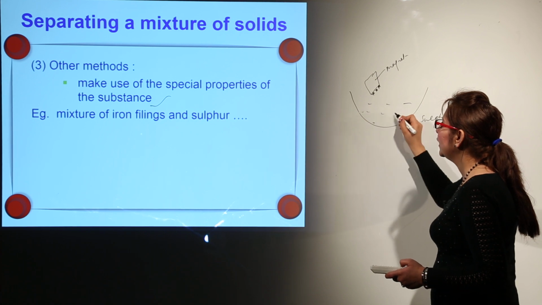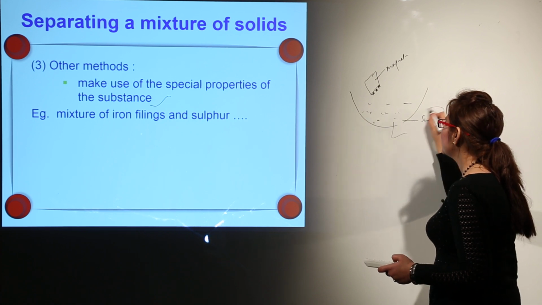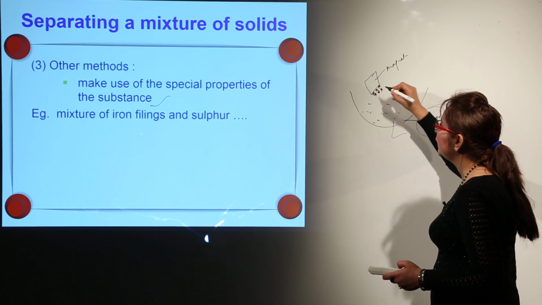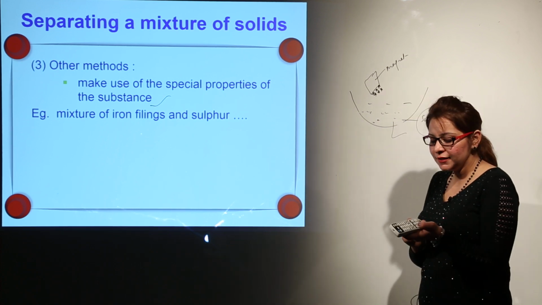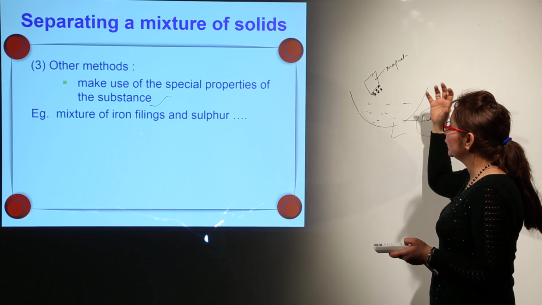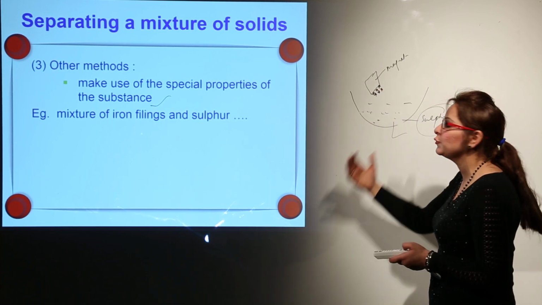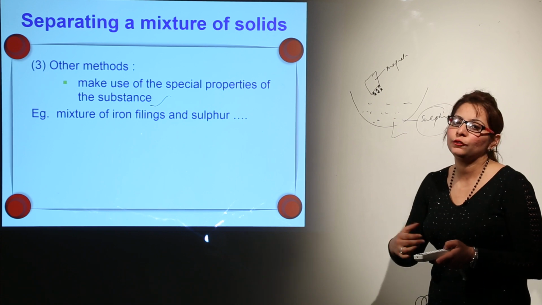So this is how, here in the dish we will see only sulfur after that, and all the iron chips will stick to the magnet. That means the iron filings are just attracted to the magnet, and what we are left with in the dish is only the sulfur powder.